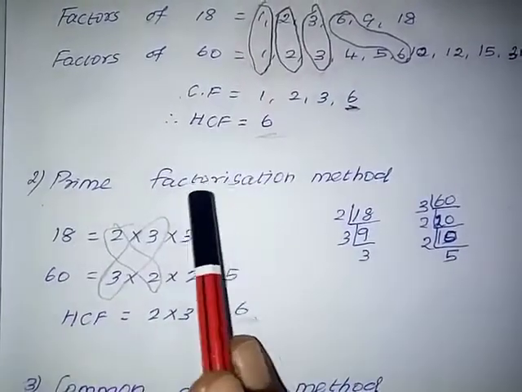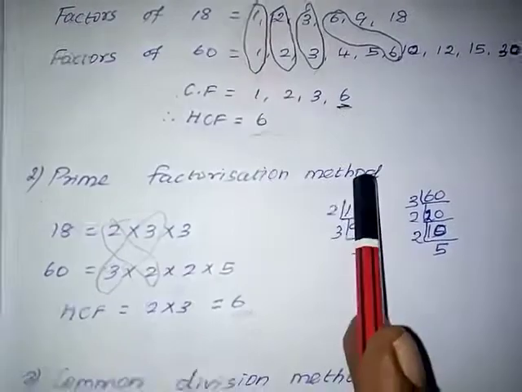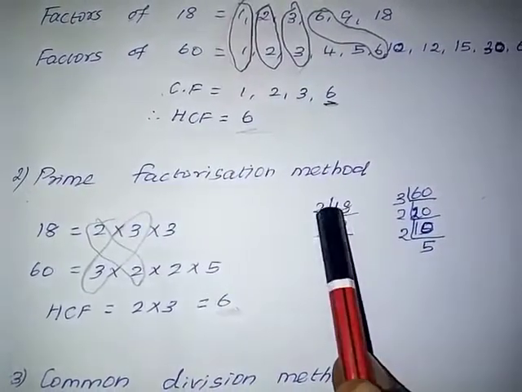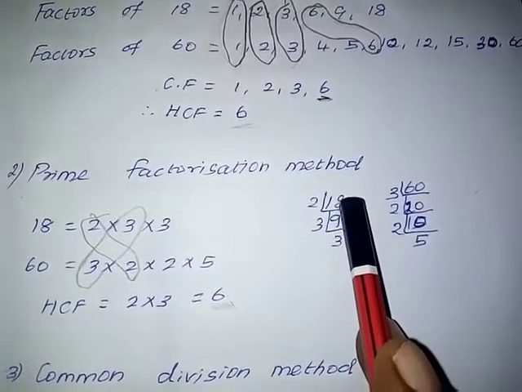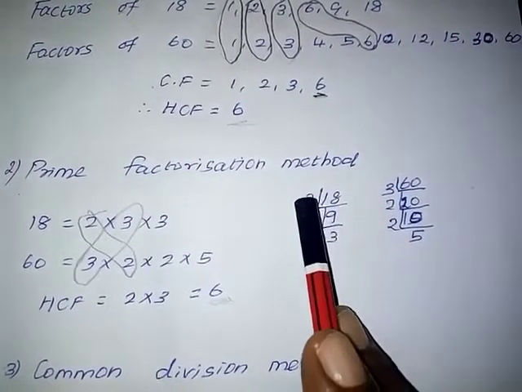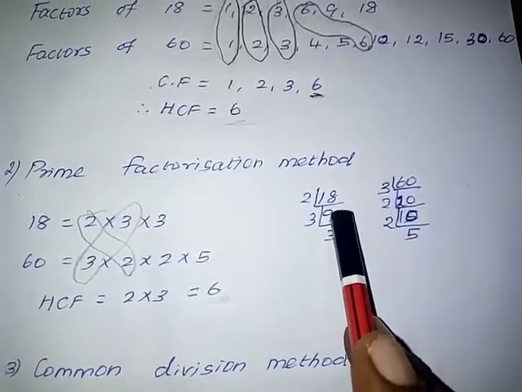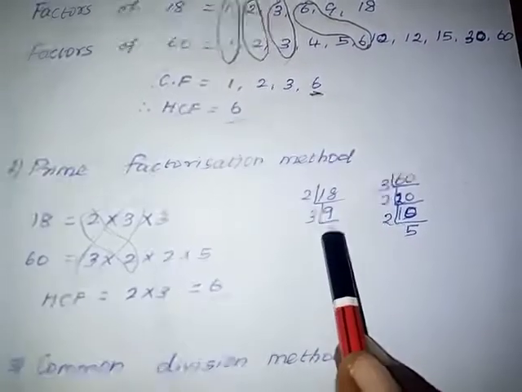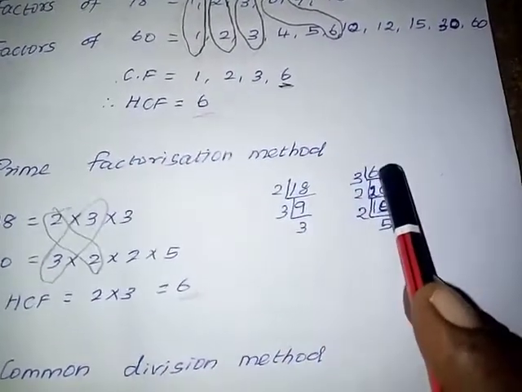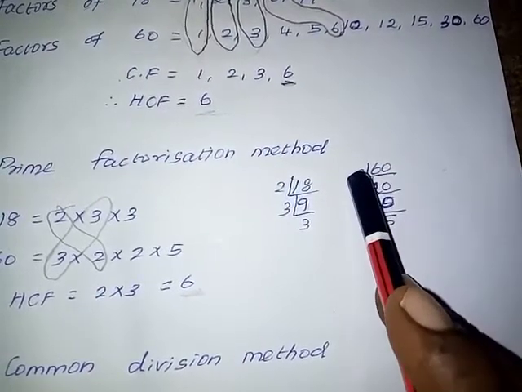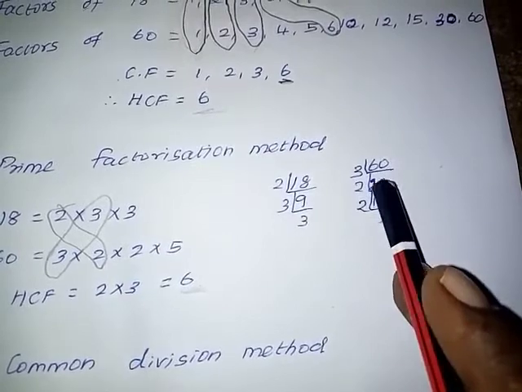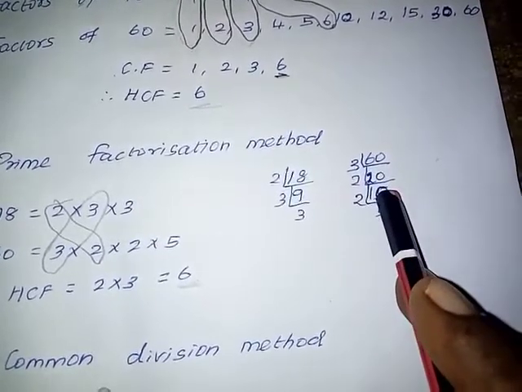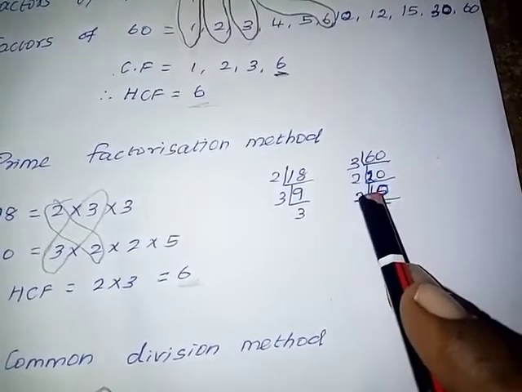Now the same question by prime factorization method. So we have to do the L division separately. First 18. 18 is an even number, so you can divide by the 2 table: 9 2s are 18. 9 can be divided by the 3 table: 3 3s are 9. Now 60 can be divided by the 2 table: 30 2s are 60. Then 30 by 2 table: 15 2s are 30.